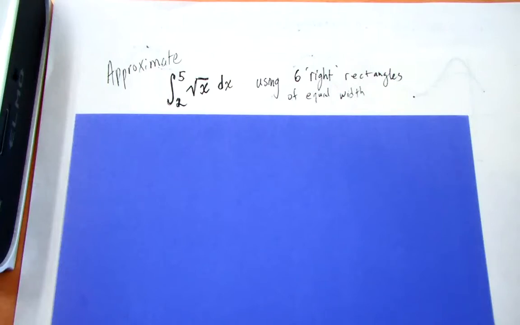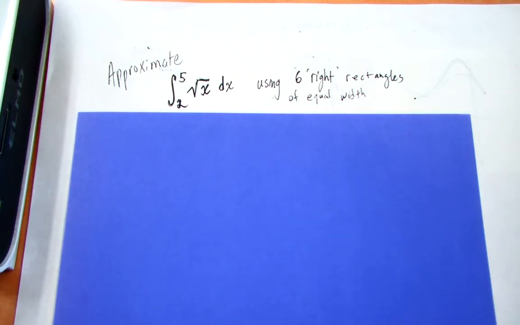Hey class, Mr. Moydin here with a video on how to approximate a definite integral using a rectangular approximation method. The one I'm going to show you is a right rectangular approximation method, or RRAM you might see. LRAM is very much the same, but for one minor difference.